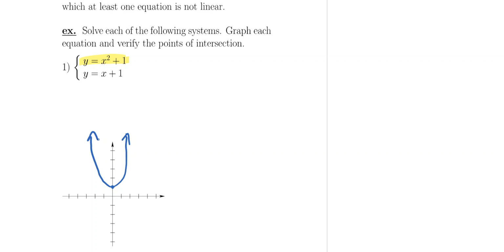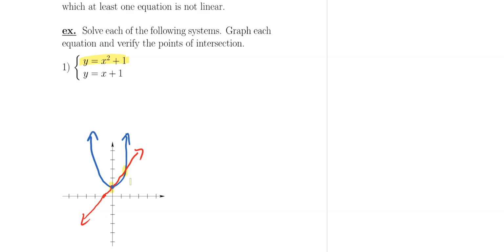And then the line y equals x plus 1: when x is 0, y is 1, and when y is 0, x is negative 1. So then I'll have this line. And you notice that the intersection points are going to be basically this point and then this point.